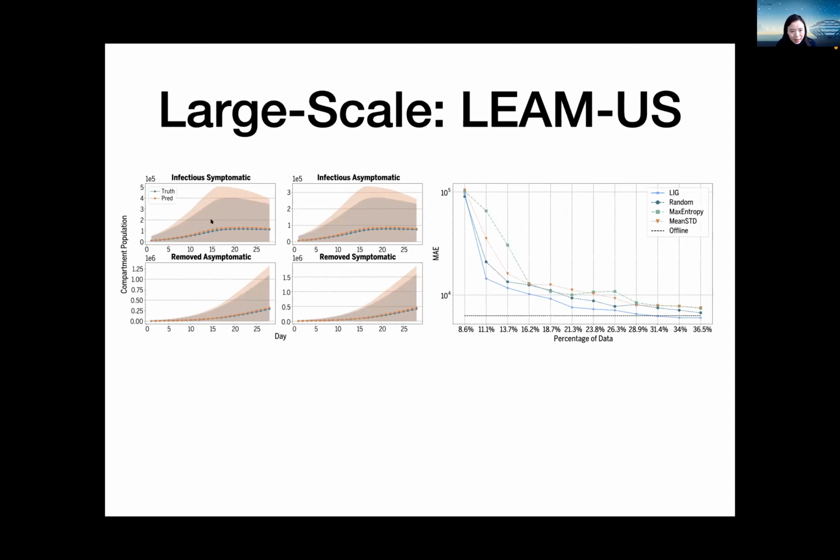So the yellow line closely follows the blue line for different compartments, such as symptomatic, asymptomatic, removed, etc., which shows that the model has indeed learned the correct behavior of the simulator.